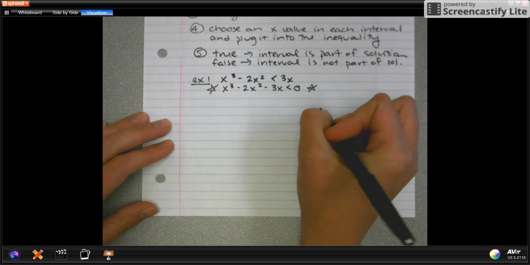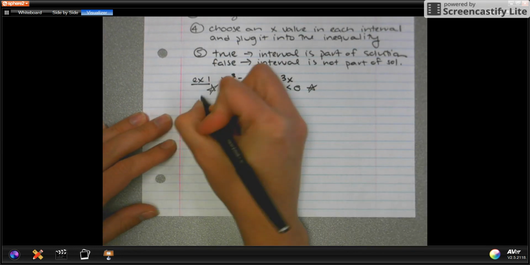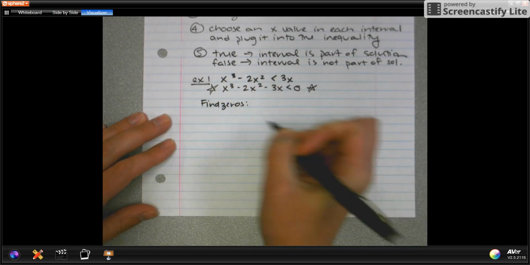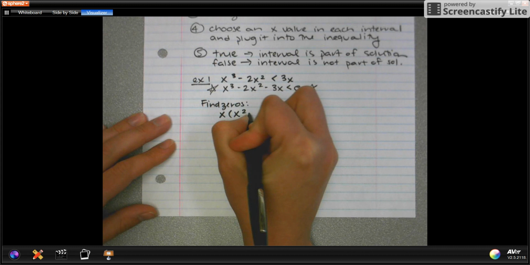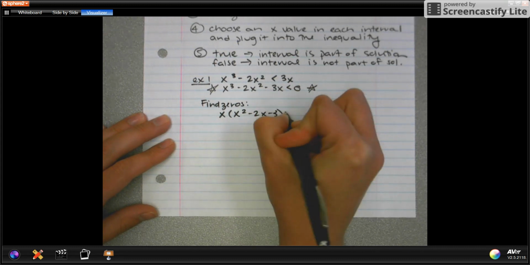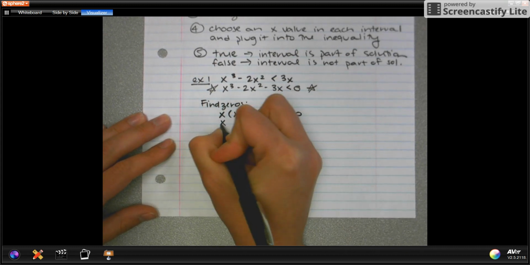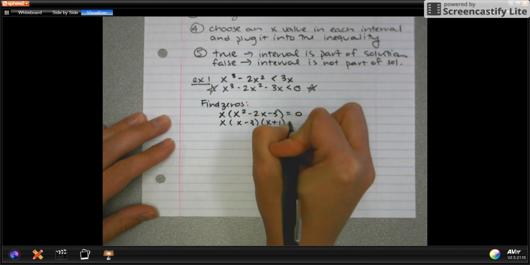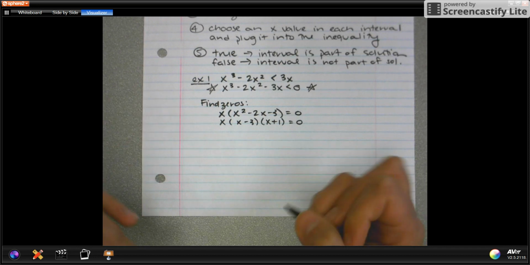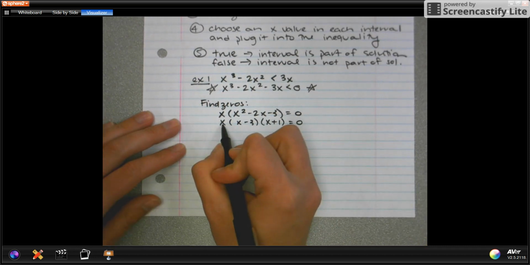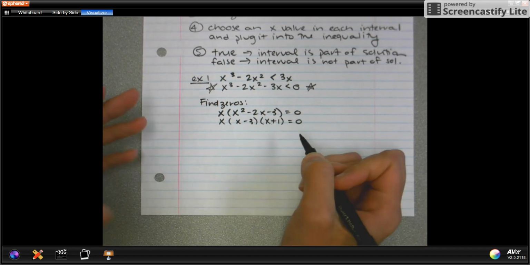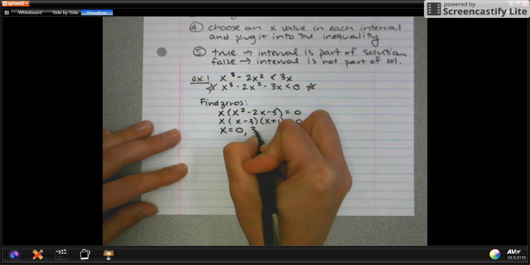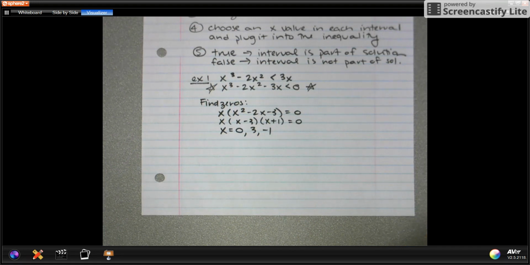So what we're going to do is find the zeros by factoring. To find the zeros, I'm going to factor out an x, which leaves me with x squared minus 2x minus 3. And then I'm going to factor that quadratic into x minus 3 times x plus 1 is equal to 0, and use the zero product property. That means you take each piece and set it equal to 0 and solve. Or most of you might just want to skip and say x is equal to 0, 3, and negative 1.